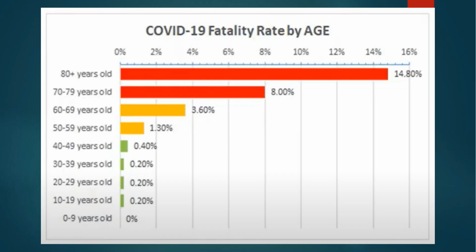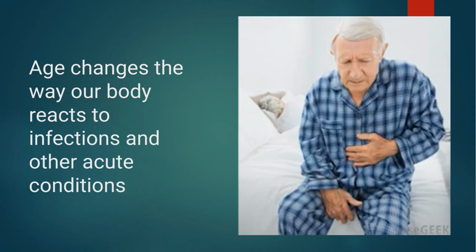The problem is that within older adults, there's such an exceptionally high mortality, particularly amongst those who are 80 years and older. The presentation of not only COVID, but also other types of infection in older adults is often very atypical. By the time we catch it, they've progressed so far into the disease that it's unfortunately irreversible. That's based upon the fact that age changes the way our body reacts to infections and other acute conditions, such as a heart attack, but it doesn't always present classically in the older adult.